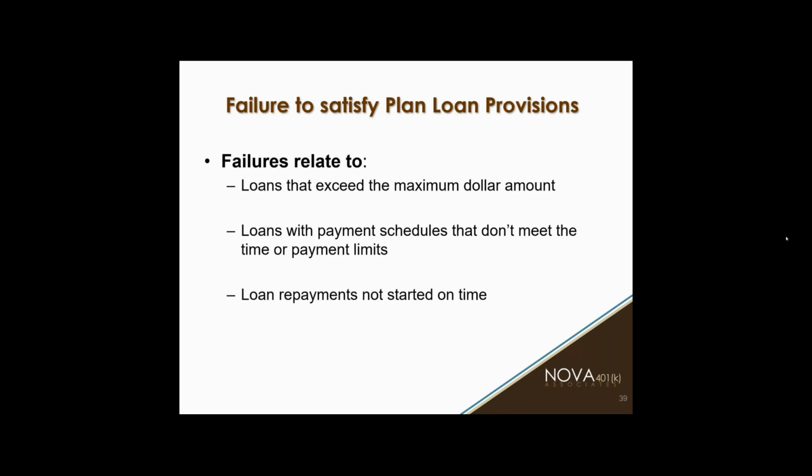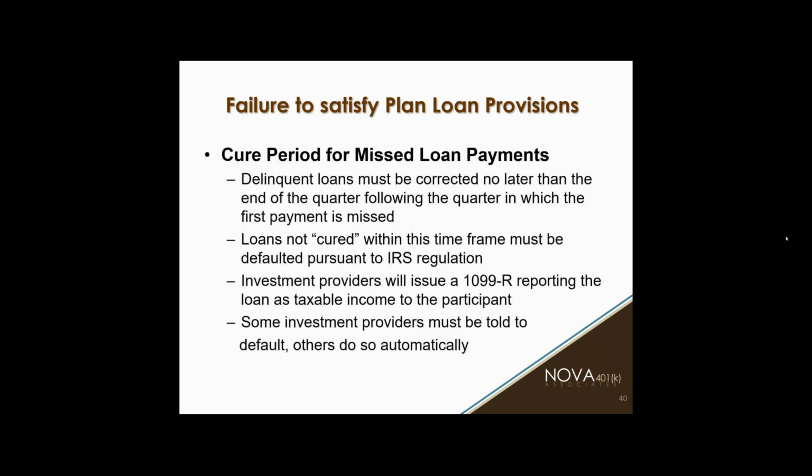Loans have to follow amortization schedules. Sometimes the payments are not started on time in payroll, which can produce problems. So anytime the loan rules are not followed, and we'll go through a couple of examples of those, then the loan becomes delinquent. The most common problem we run into is somebody took a loan and the loan is not started on time in terms of deductions for the loan repayments in payroll, right?